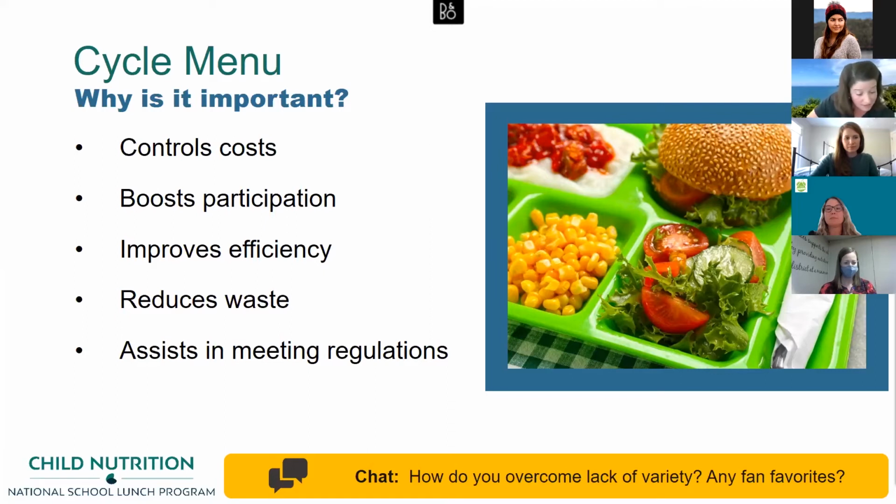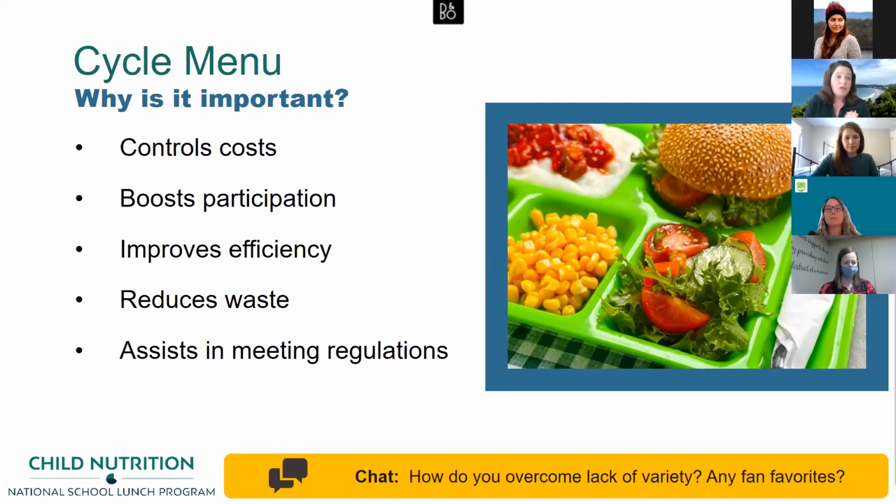Reduces waste. So again, we talk about waste in many different facets, but when we look at it, if we can look back on the production record from the previous cycle and see if there was any discrepancy there. We had a big difference in what we prepared versus what they actually took in the end. That helps you the next time change those numbers, right? So that then you're able to not have as much waste possibly at the end of the day.